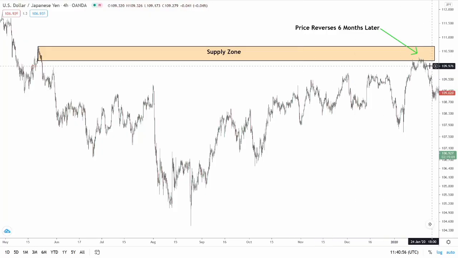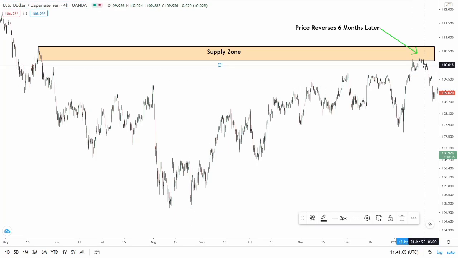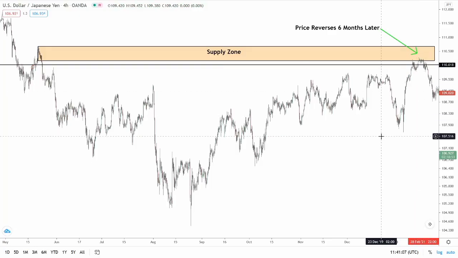However, look at the prices on the right. What do we have? A big round number. The 110 level is located just below this demand zone, and price actually only reverses after hitting this number. So really, it wasn't the zone behind this reversal, it was the round number. The zone just happened to fall in line with this number, that's why price reversed.